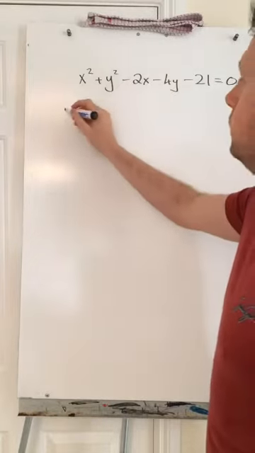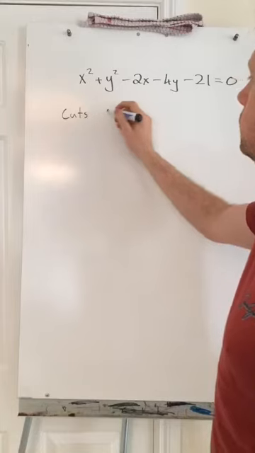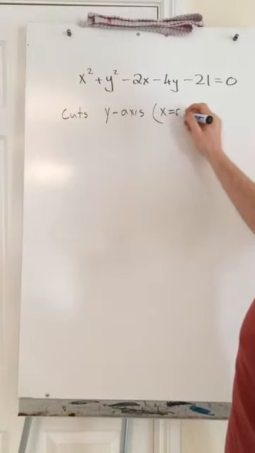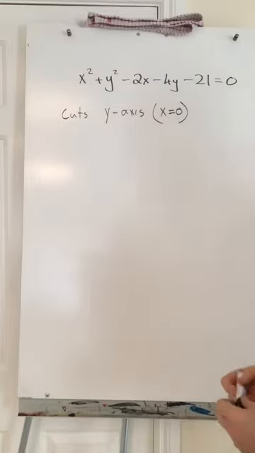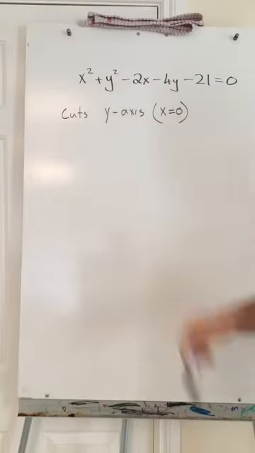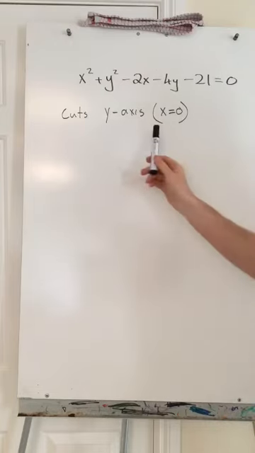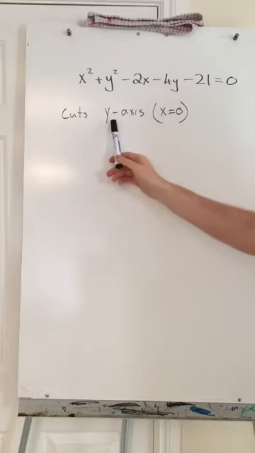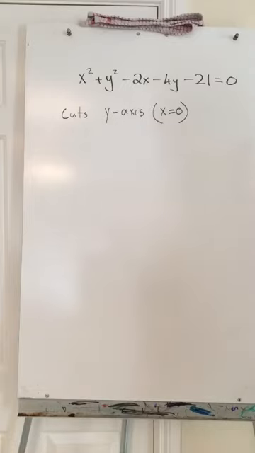So I want you to find where this circle here cuts the y-axis. So you're obviously going to let x equal 0. Again, if you want to revise anything about a circle equation in this format, it is the previous video. Okay, so I want you to pause this video now, and find where this circle here cuts the y-axis by letting x equal 0.